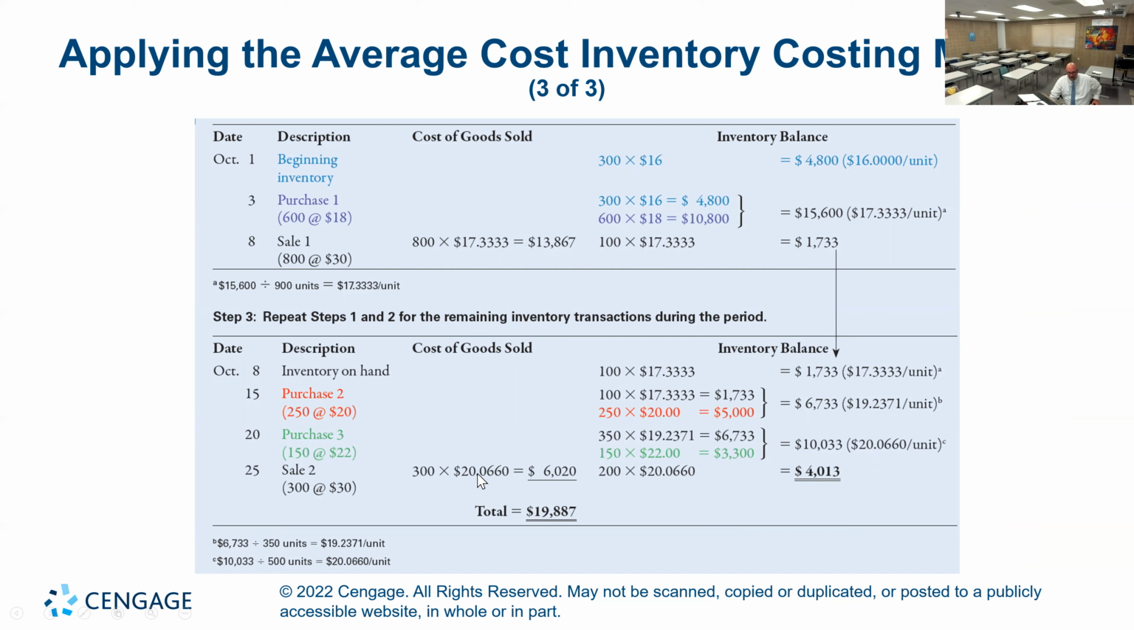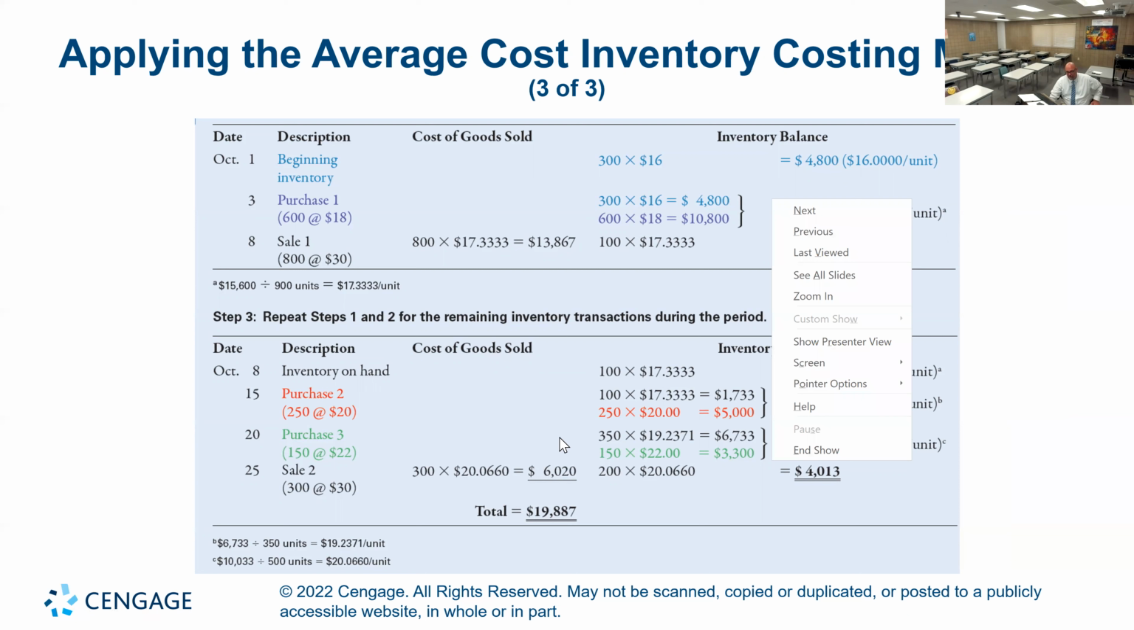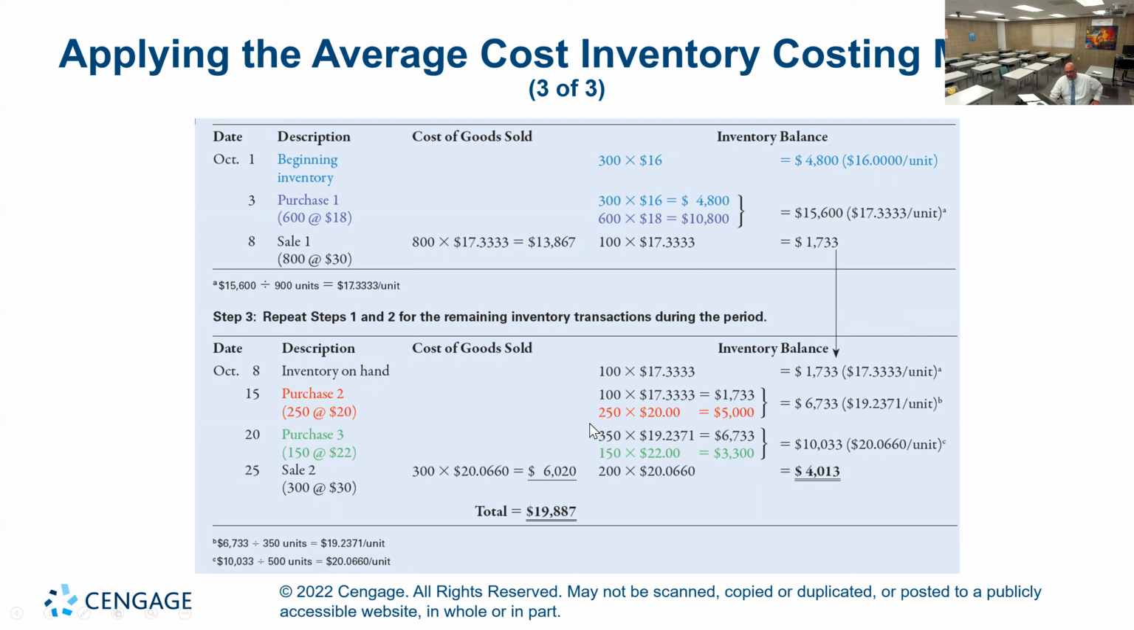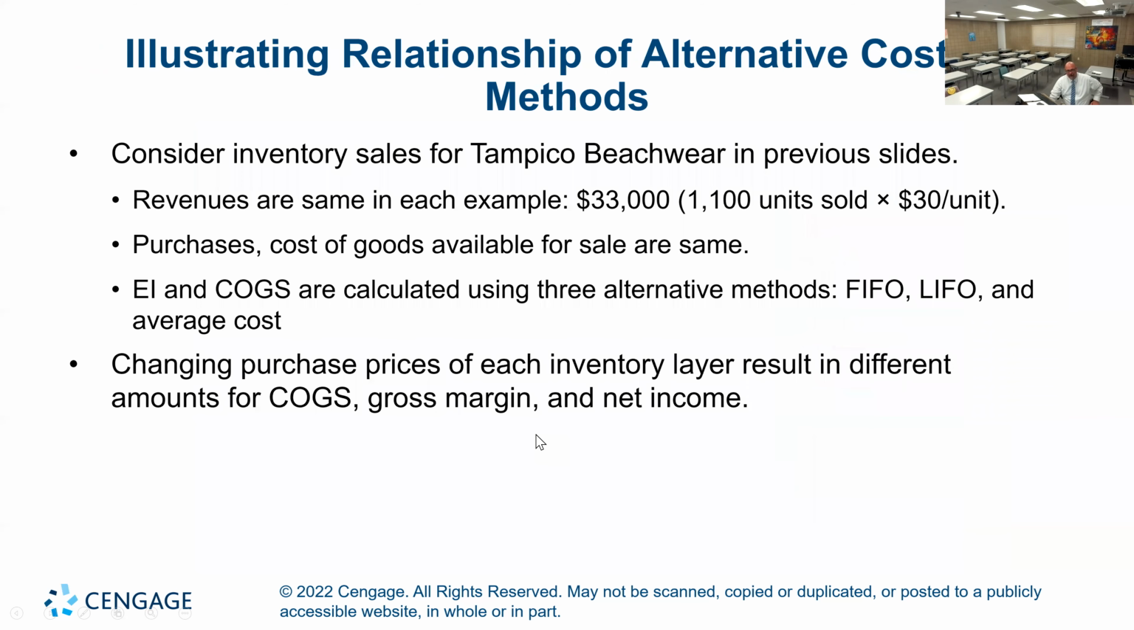So then when we sell 300, we take out the 6,020, and then we can compute our ending inventory. Again, this one's going to make more sense when we start working through it. It's hard for me to explain on the screen here, but you're always just keeping a rolling average of the inventory you have on hand.